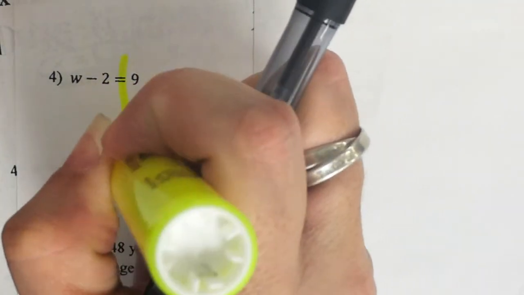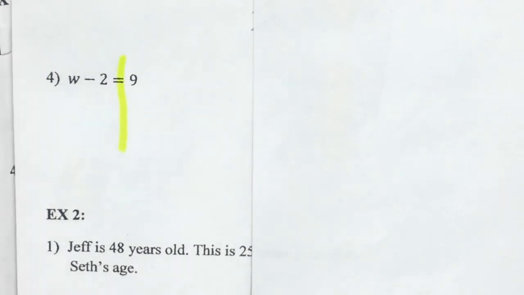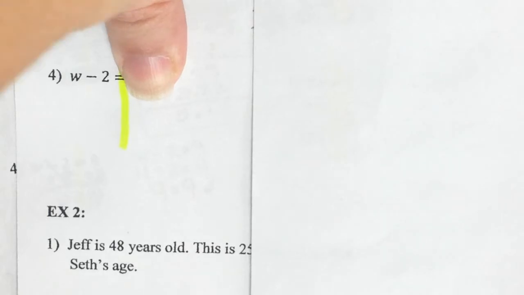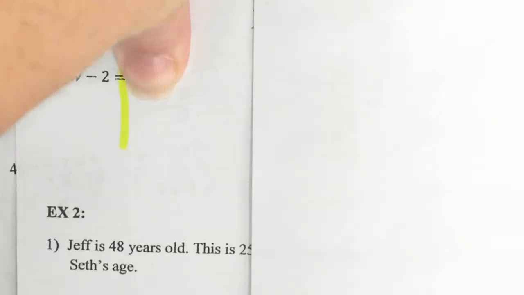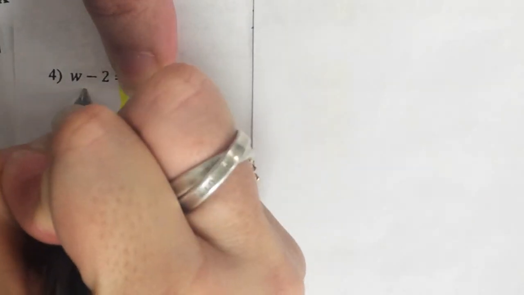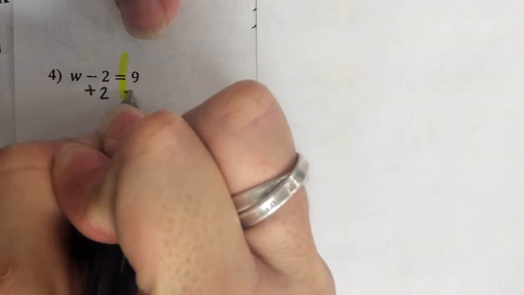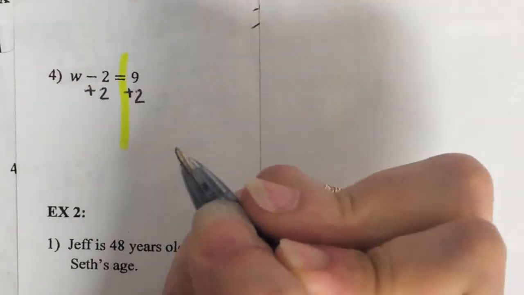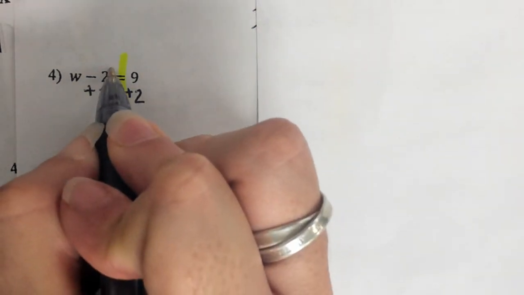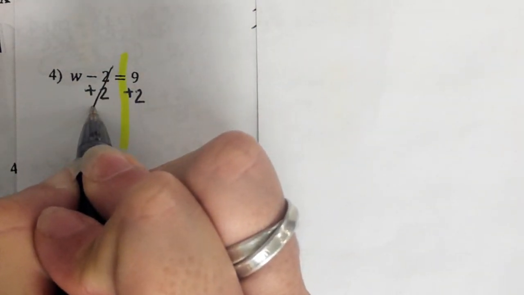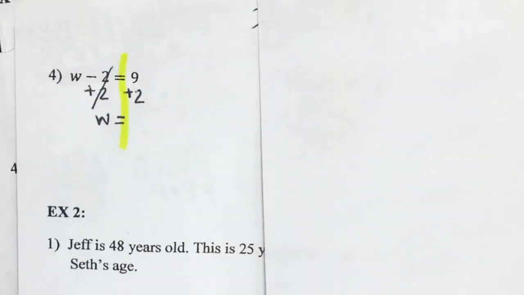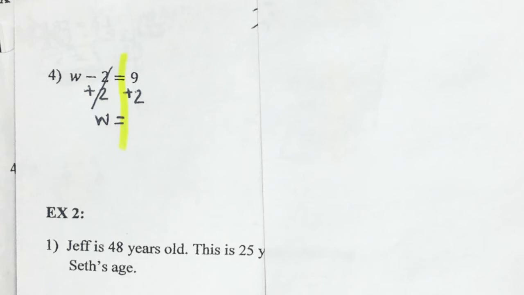What's your variable? W. What's with the W that you want to get rid of? A 2. What kind of 2? Minus 2. What's the opposite? Plus 2. So write plus 2 on each side, because what we do to one side, we got to do to the other. These two 2's get to disappear because they would be 0, leaving me with a W. And what is 9 plus 2? 11.